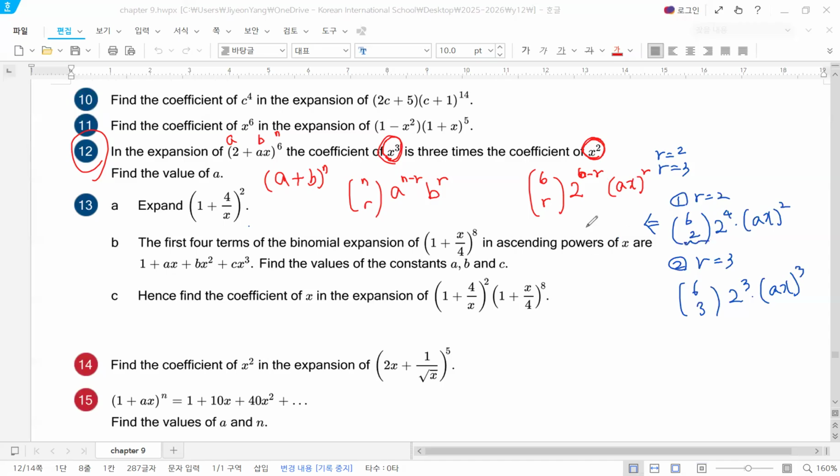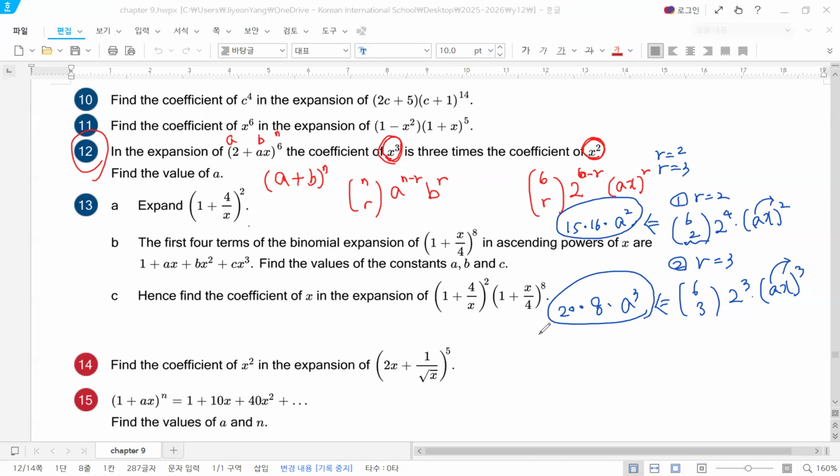So 6, 2, which is 15 times x to the power of 4, 16. And then a squared is the coefficient of this term. The coefficient of this one, 6 and 3, which is 20. And 2 cubed, 8. And a cubed is a cubed. This is the coefficient of x cubed.